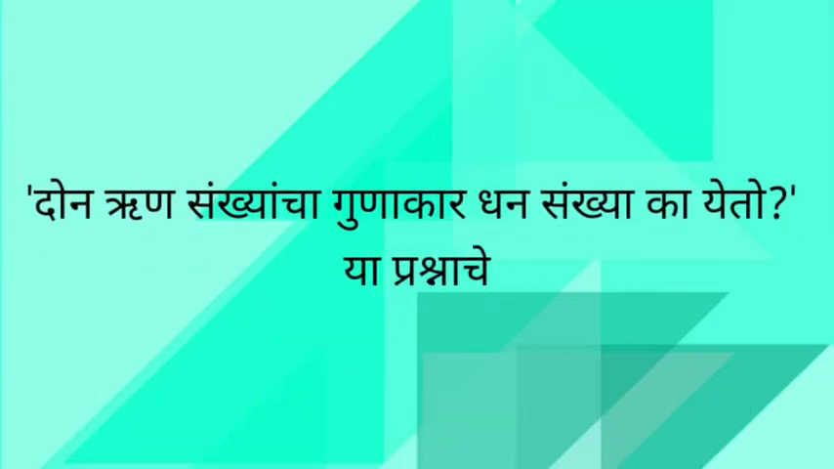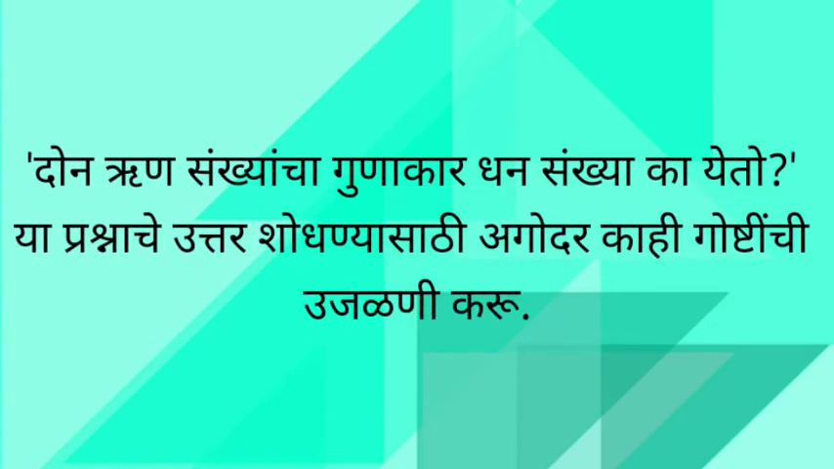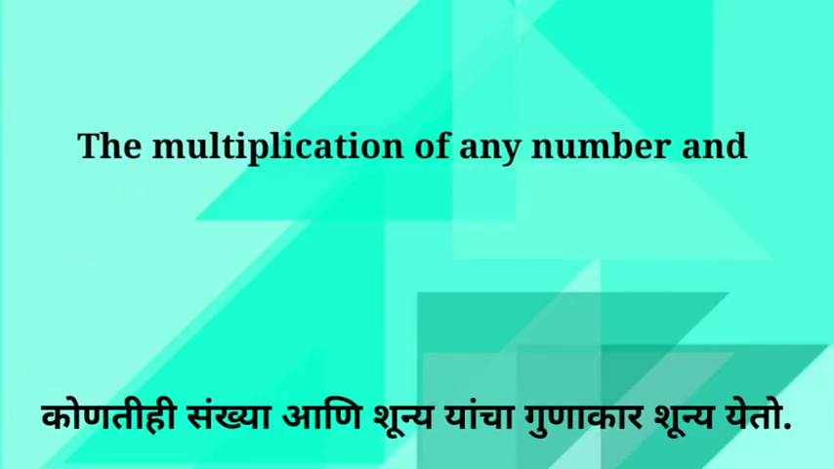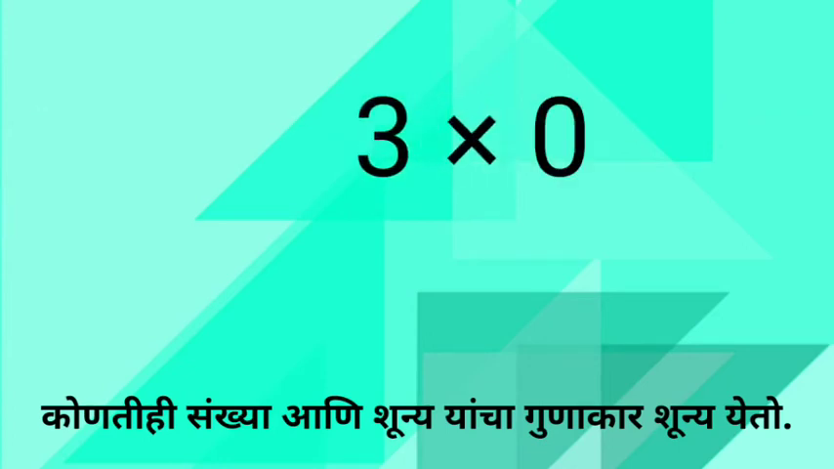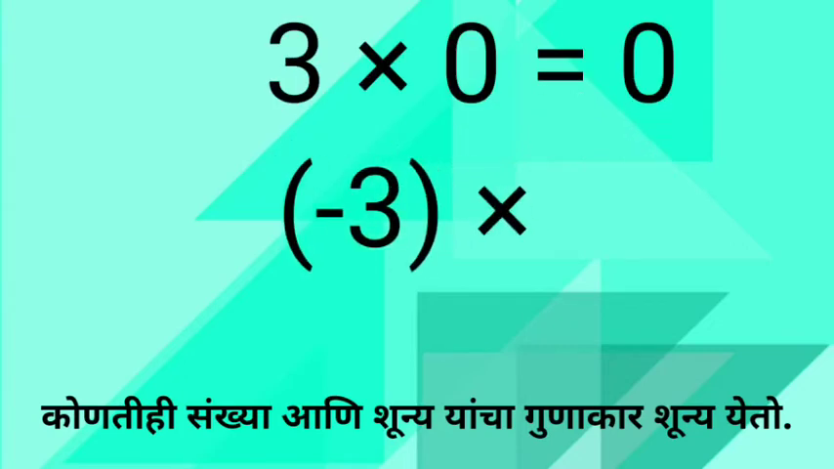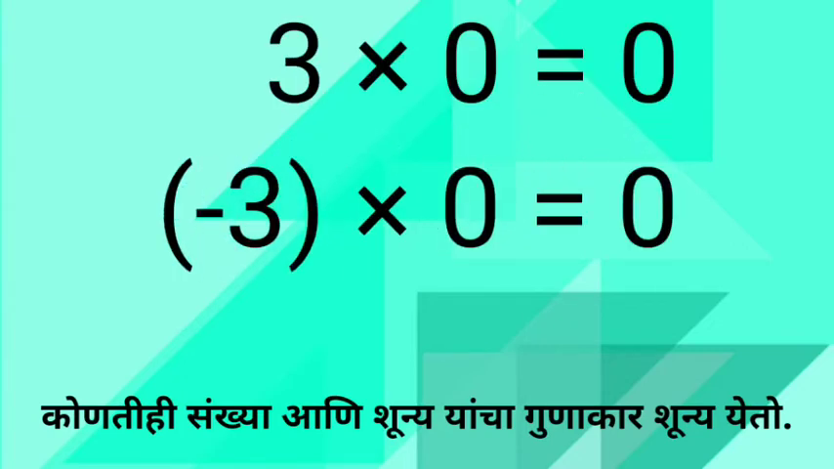Now before we go to the question, why is the multiplication of two negative numbers a positive number, let's revise two main things that we have learned earlier and already know well. The first thing is the multiplication of any number and 0 is 0. For example, 3 multiplied by 0 is equal to 0. Minus 3 multiplied by 0 is also equal to 0.